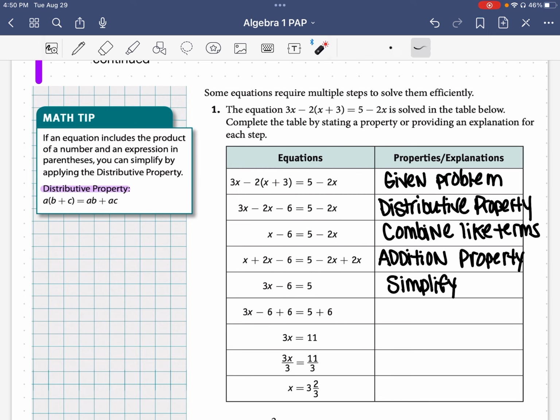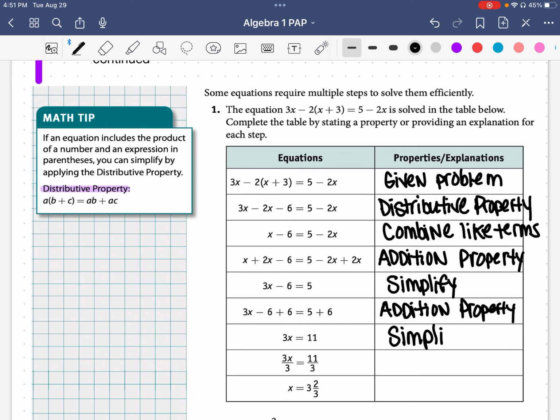Just notice what's different. This is the same, this is the same, this is the same. Here's my difference. Once again, we're adding positive 6 to both sides. So this once again is my addition property. Okay, then you'll notice that they've canceled this, leaving us just with the 3x, and then they've combined 5 plus 6 is 11. They've simplified or combined like terms.